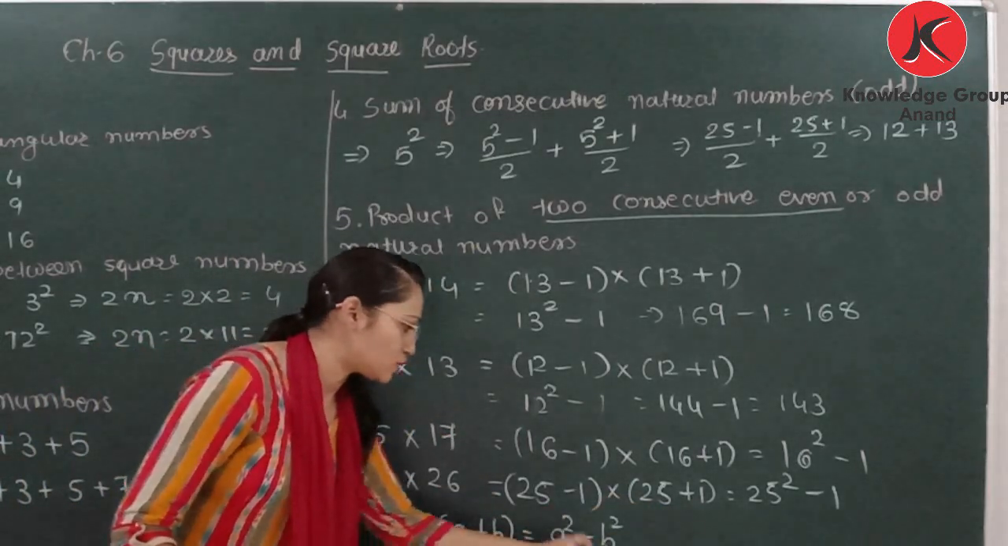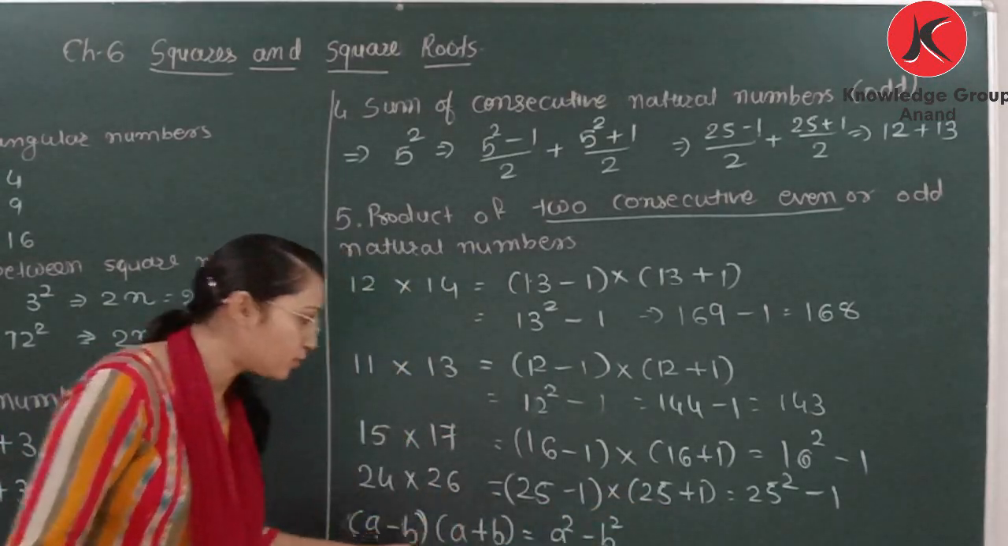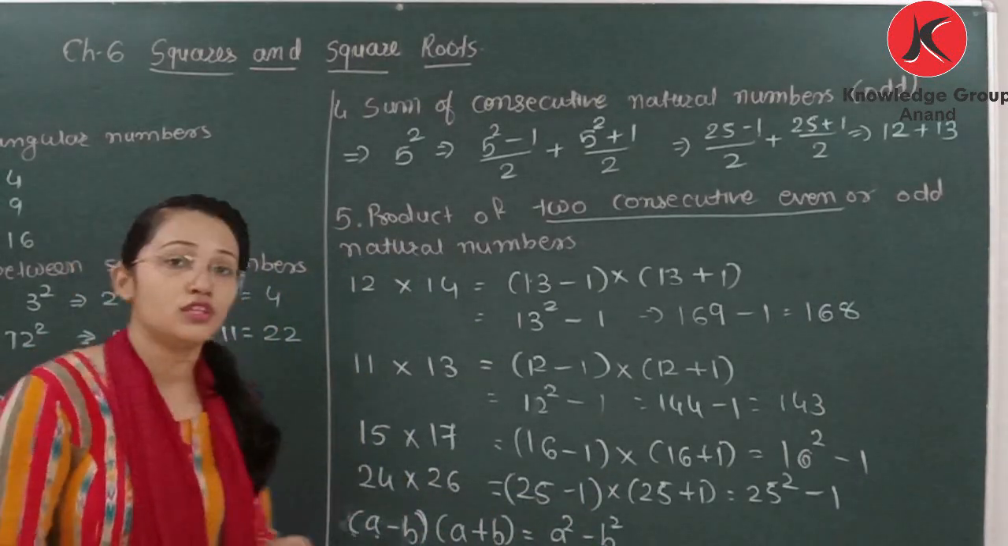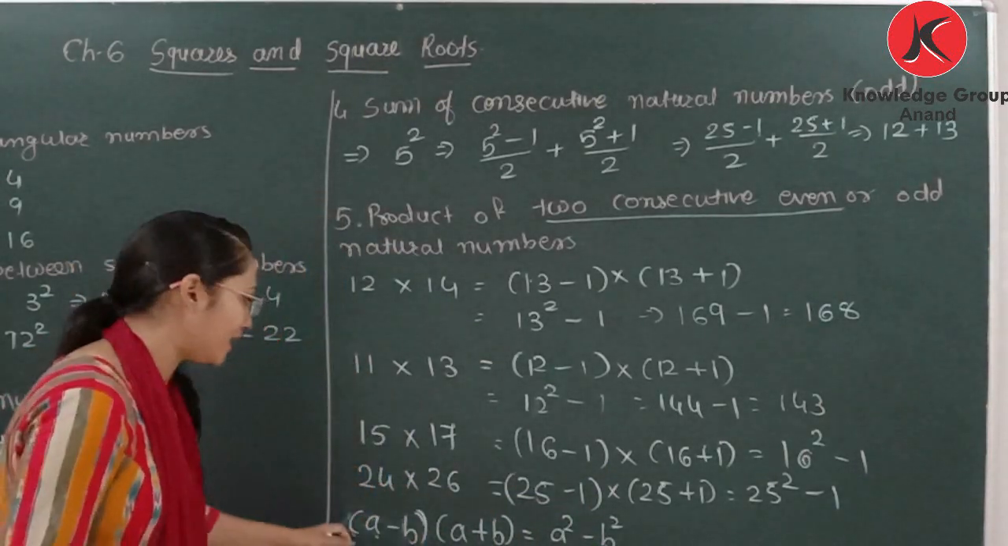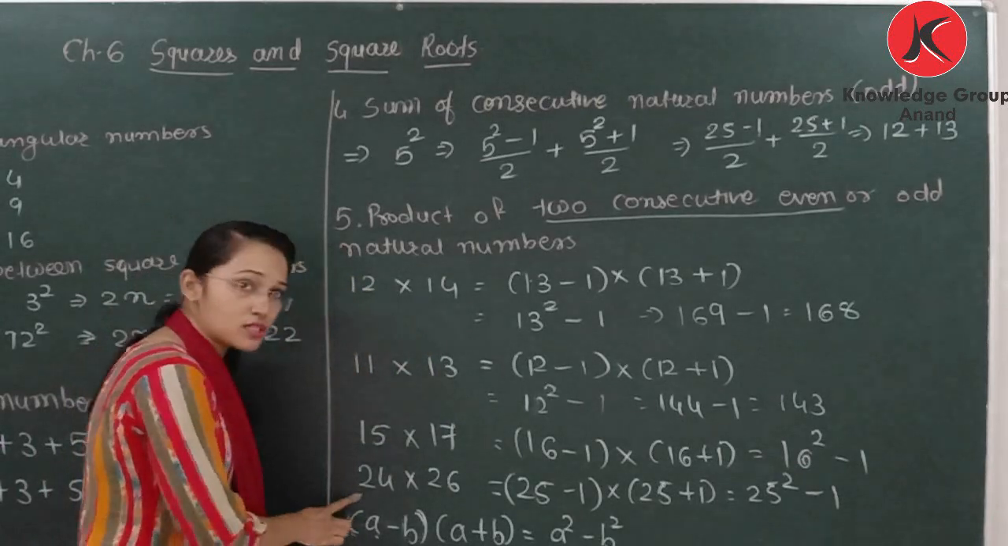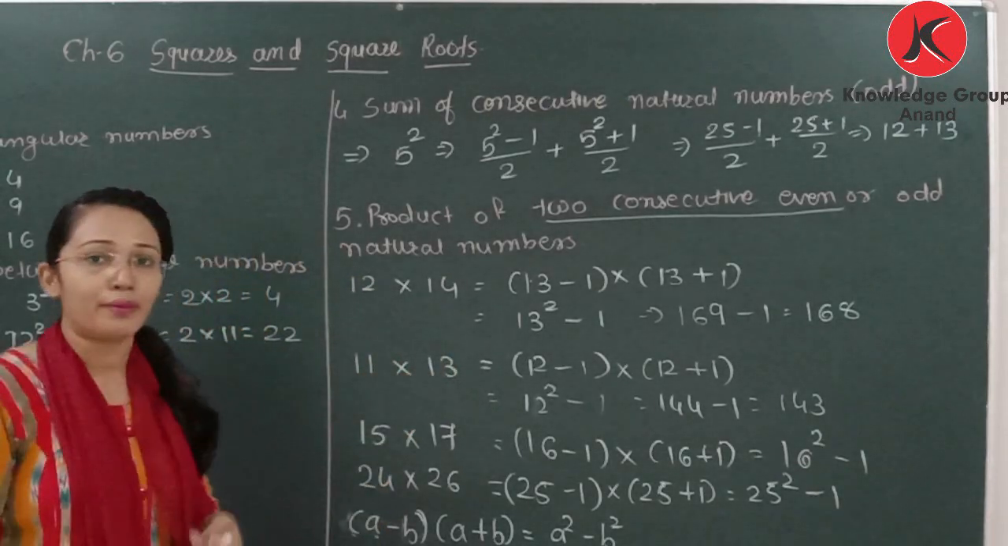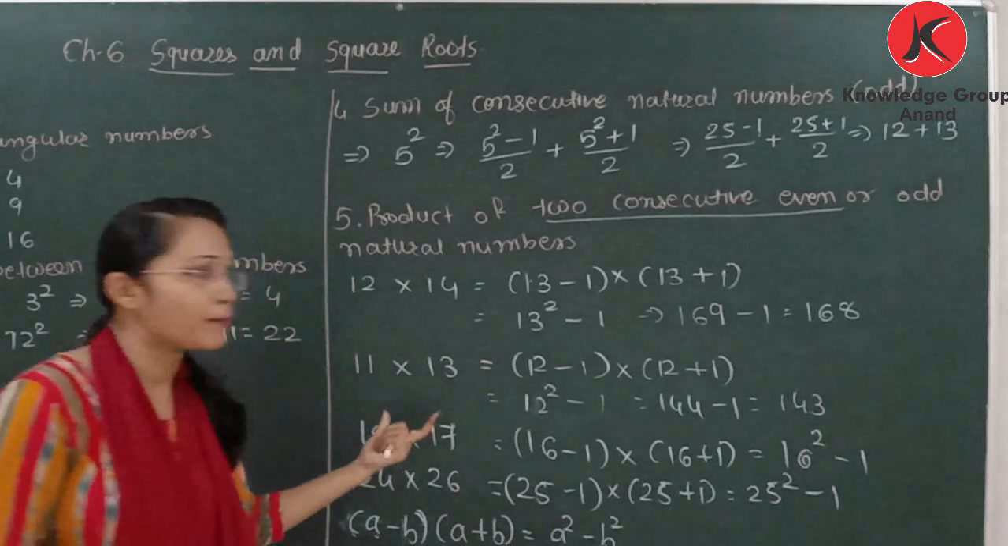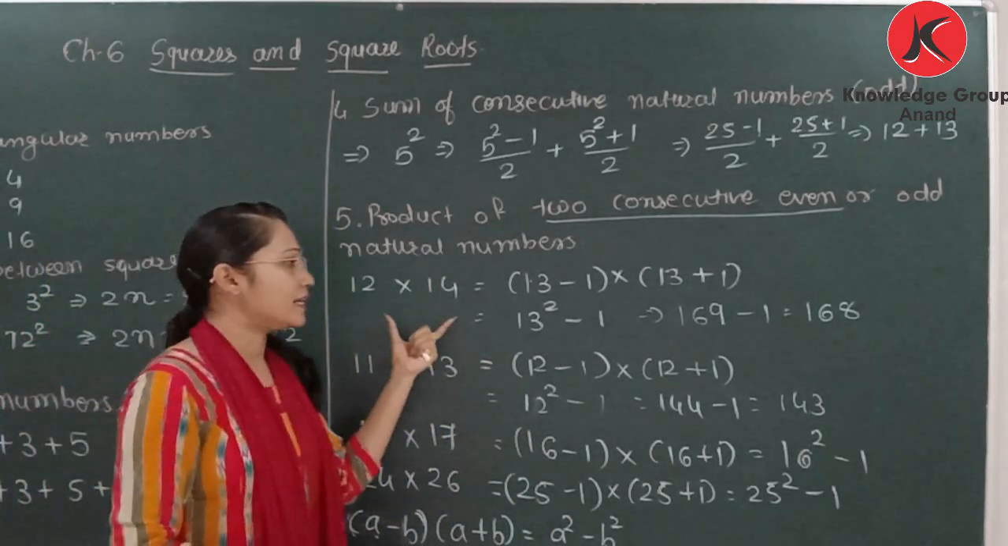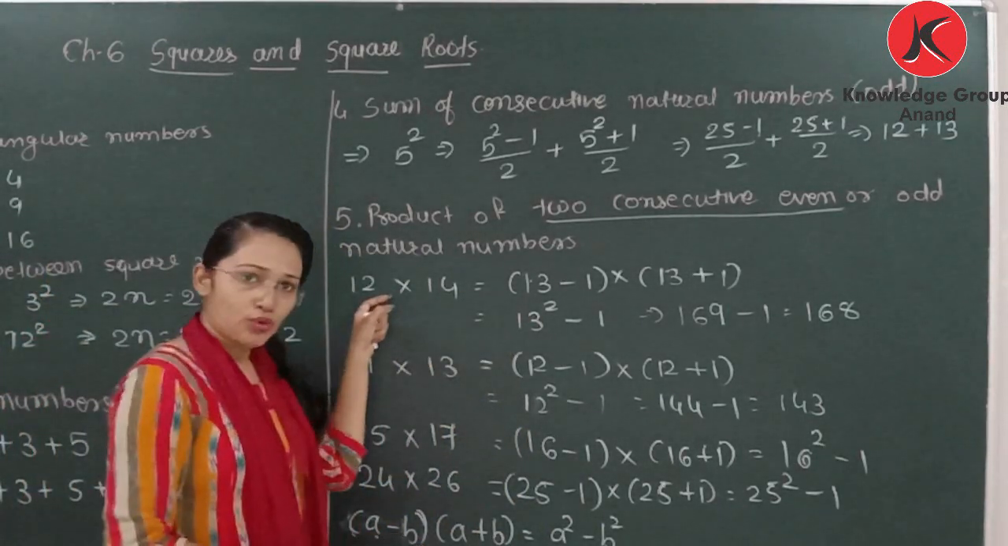So you can write a square minus b square. This rule you will learn in 14th chapter, that is called identity. But you need to remember only this: if you multiply two even numbers or two odd numbers, then it can be represented as the number between them.